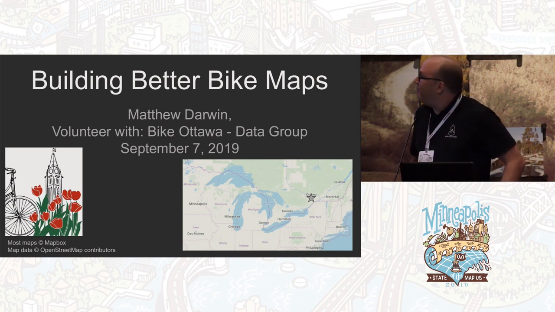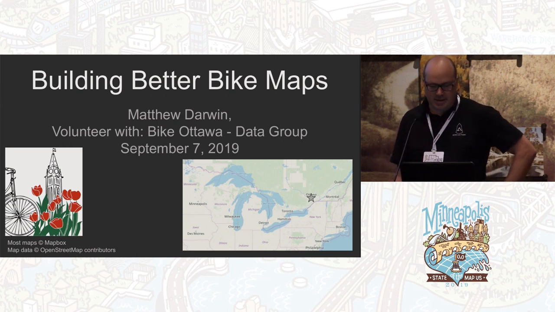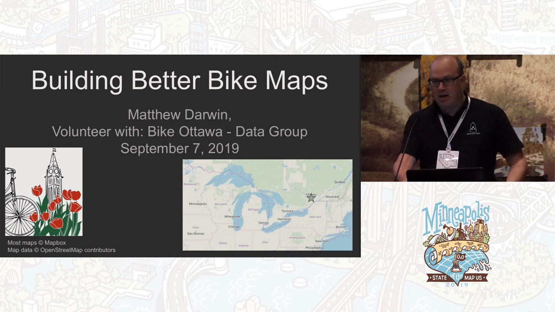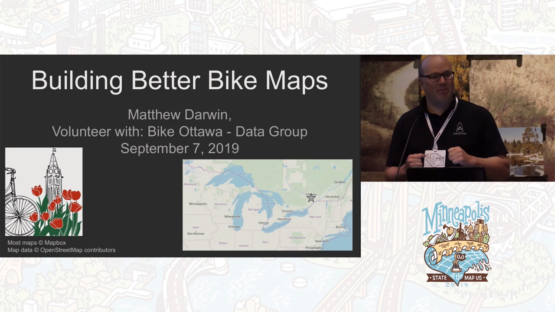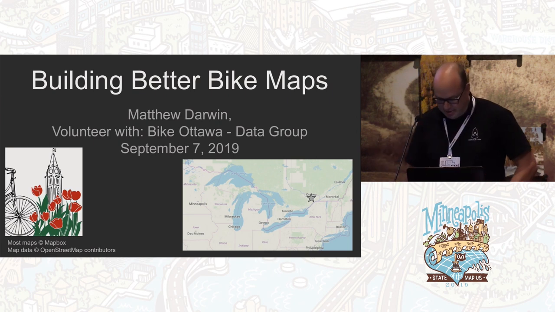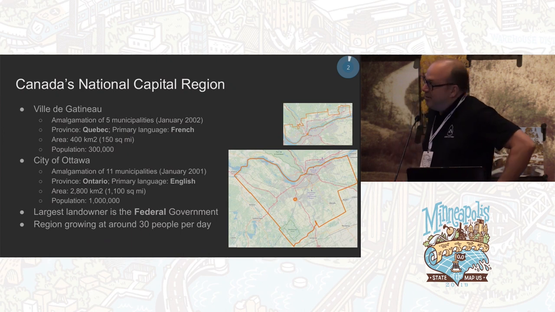My name is Matthew Darwin. I'm based in Ottawa, Canada. And I'm going to talk about what we did, a hyper-local version of level of traffic stress maps rather than on a national scale. So just a little bit about Ottawa.